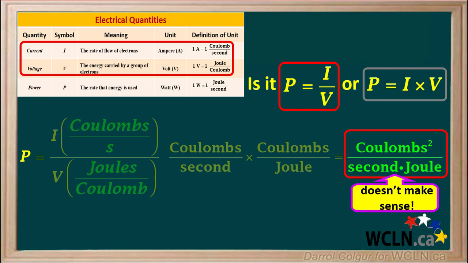And this unit definitely doesn't make sense as a unit for power. So the formula P equals I over V is not the correct formula for power.